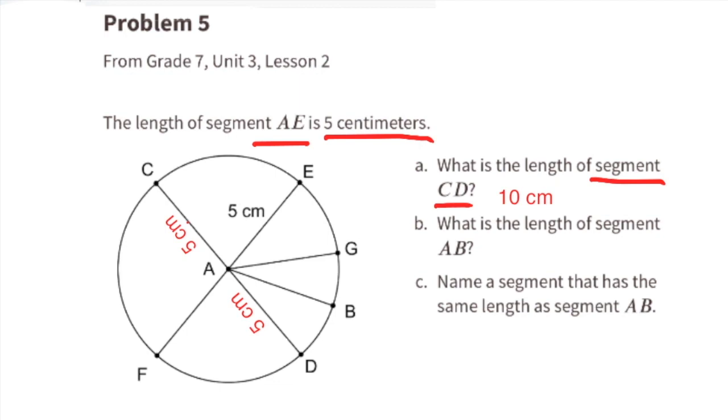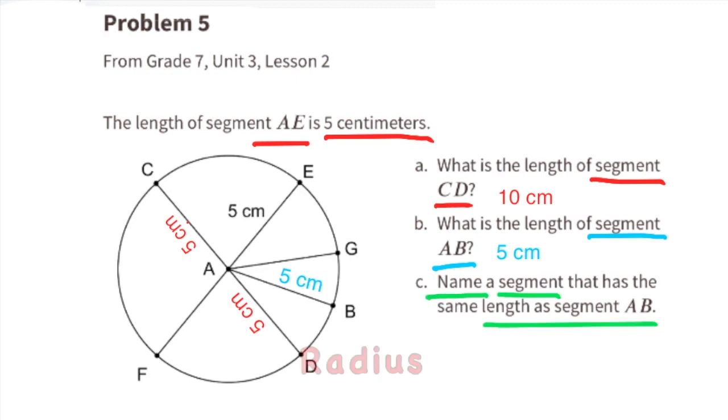B. What is the length of segment AB? Again, if AE is 5 centimeters, then AB will also be 5 centimeters. C. Name a segment that has the same length as segment AB. That's the radius of this circle, so you could pick any segment that looks like the radius. For example, AG, AE. You could even pick AD, AF, or AC.